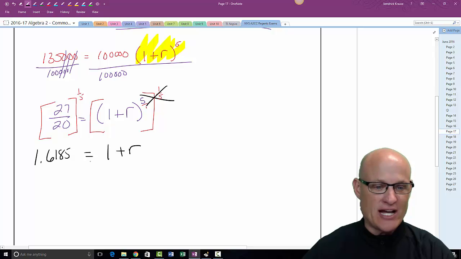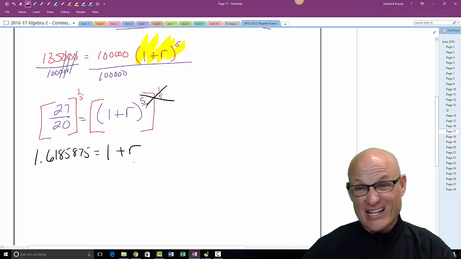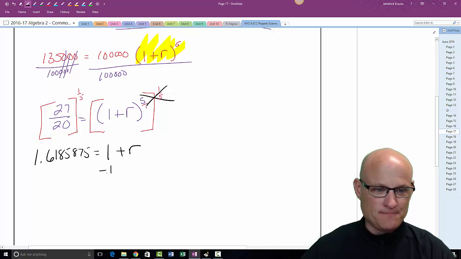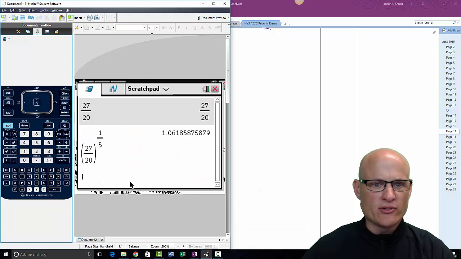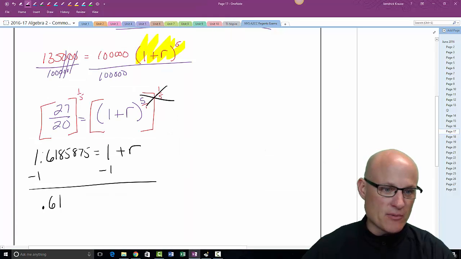6185. Now, since this is not my final answer, I shouldn't be rounding it. 875. That should probably be enough. Still got to subtract for r, so I subtract 1. And I end up with 0.61. Oh, I think there's a 0 missing. It's 0.0. See, I missed that 0. I knew something was missing.